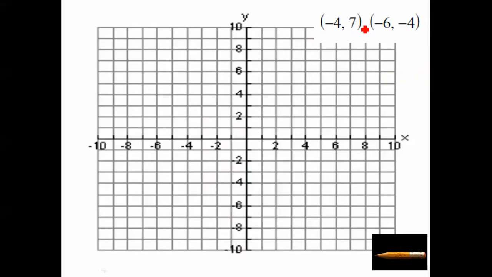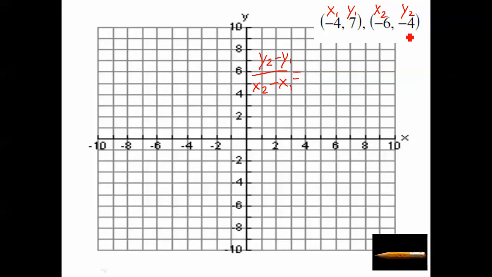Here's 2 points, negative 4, 7, negative 6, negative 4. So our formula is y2 minus y1 over x2 minus x1. So we're going to label this as an x, and it's in the first ordered pair, so I'm going to call that x1. This is a y in the first ordered pair. Here's x2 and y2.